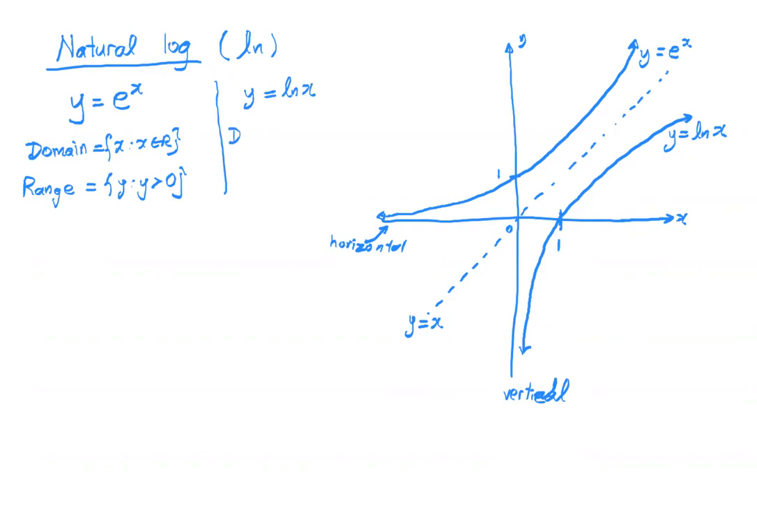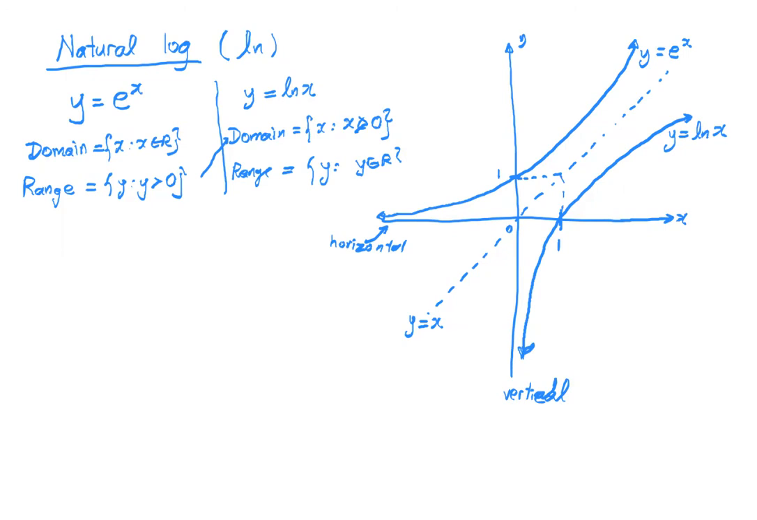The domain here will be x. This one will become the domain. x is a member, x is greater than 0. And the range will be y, y is a member of real numbers. It can be any number, you see or not? You go here and you go down here. So this is the relationship between the natural log and the exponential.